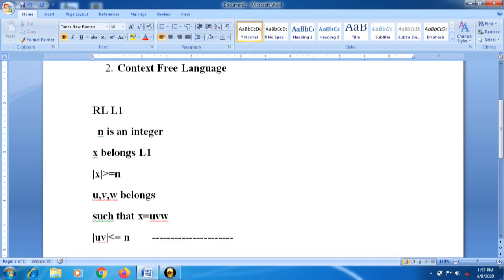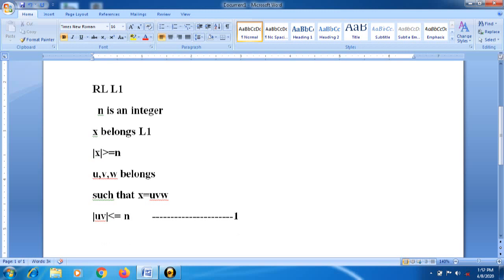Then the second case is what? Mod of v greater than or equal to 1, or you can write it as mod of v greater than 0. The meaning of both statements is the same. So this is the second condition which must be satisfied by our given regular language.